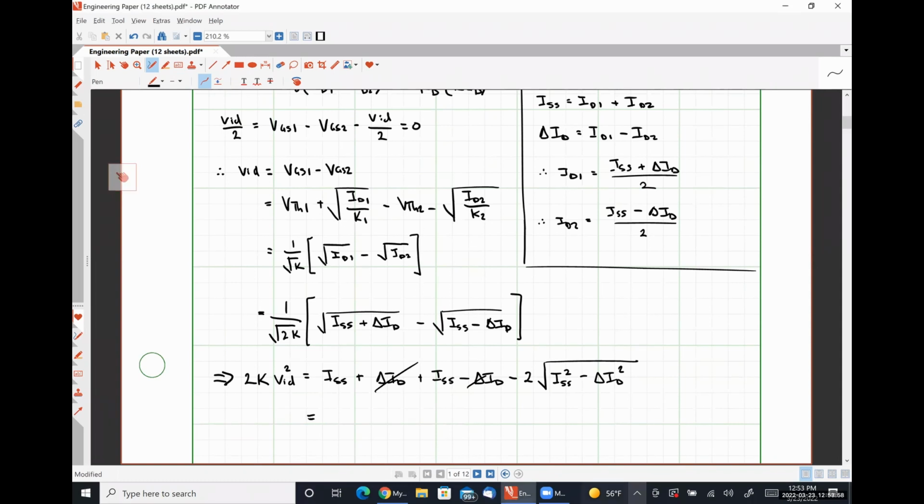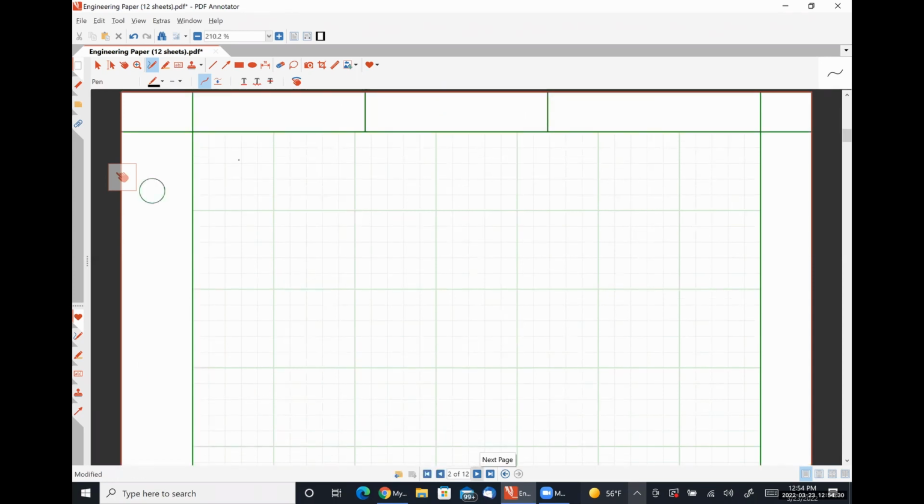And thus, this is equal to twice ISS minus twice the square root of ISS squared minus delta ID squared. And now we're just going to do some manipulation, right? So there's a common factor of 2 on both sides that we can get rid of. So that's going to give us K times VID squared is equal to ISS minus the square root of ISS squared minus delta ID squared.